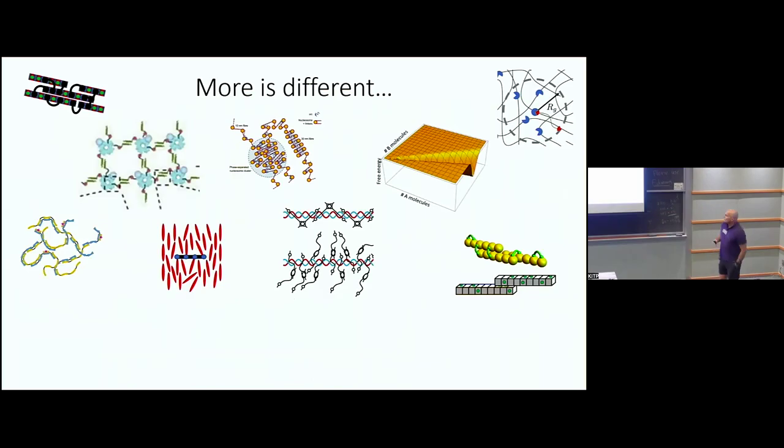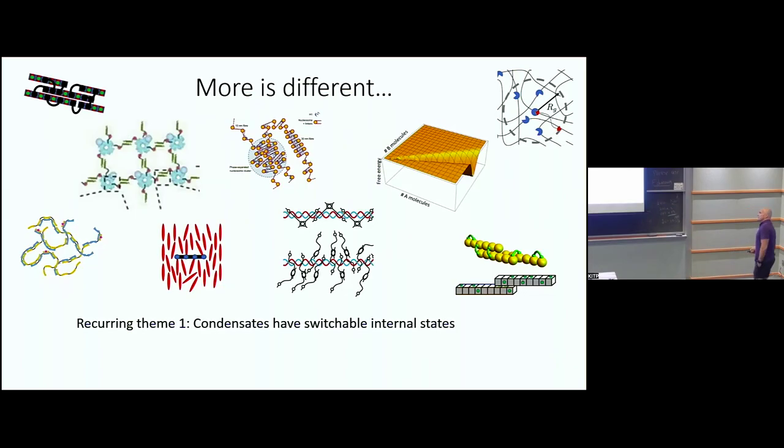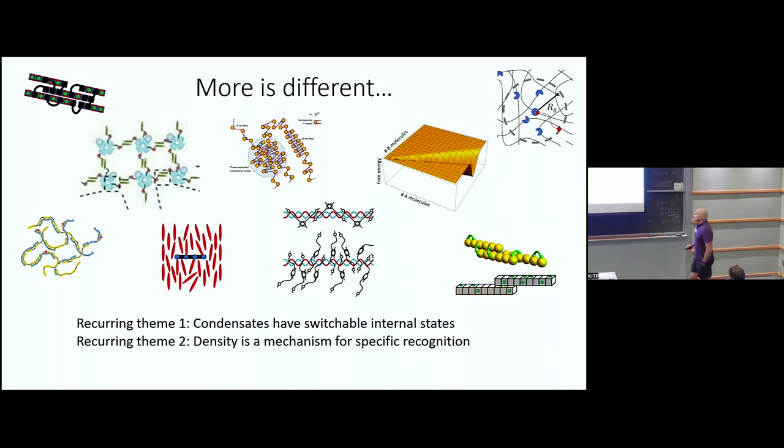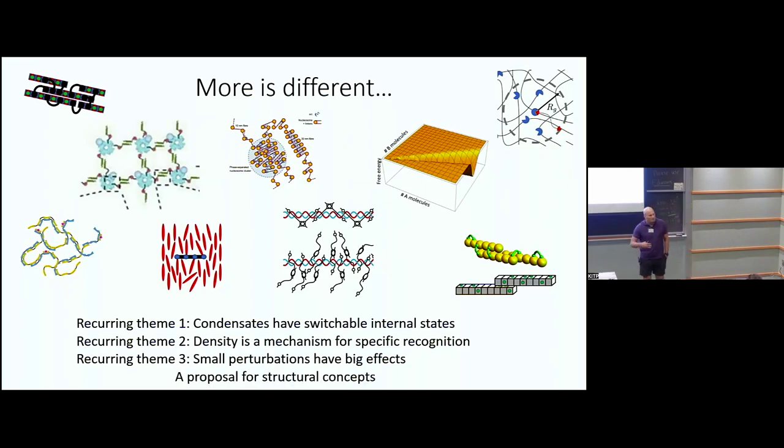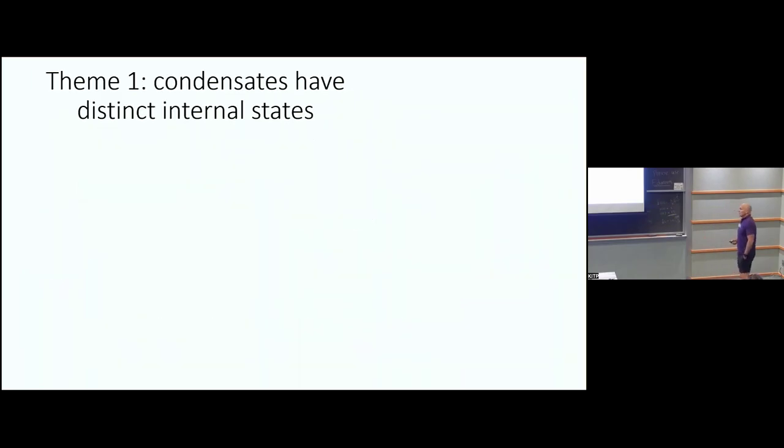And what I'd like to do here is extract some emerging themes that come from this work. And of course, this is highly preliminary, and this is very likely going to change over the coming years. But what I'm going to do here is talk about three themes that seem to be popping up over and over again: internal state, density as a mechanism for specificity, and the importance of small effects. And at the very end of this, I'm going to propose, again, a very preliminary proposal for what structure-function at the supramolecular and condensate scale might look like.